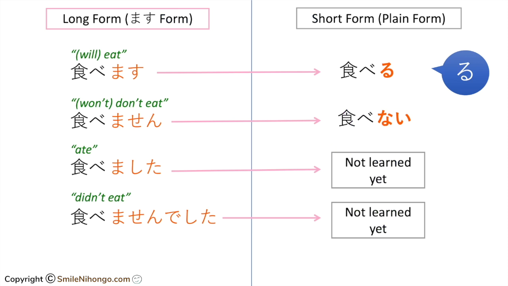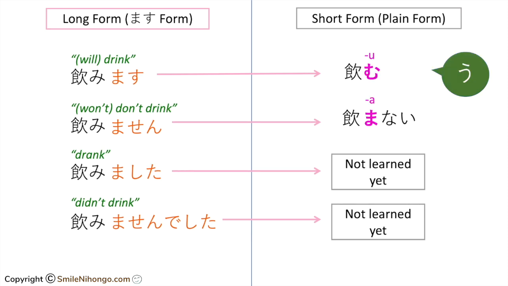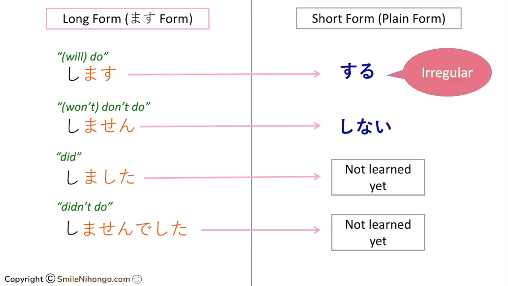For RU verbs in the negative, you change the ending RU to ない. For U verbs in the negative, you change the ending vowel U to a and add ない. For irregular verbs, you have to memorize the negative forms. する becomes しない and 来る becomes 来ない. This is what we have learned so far.